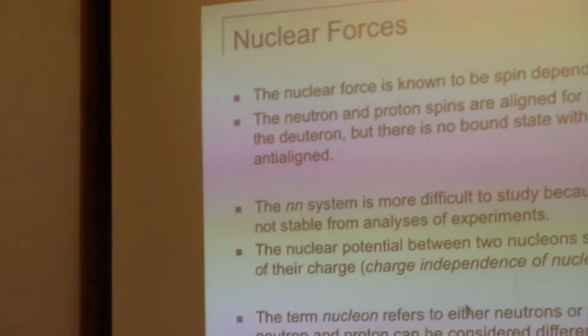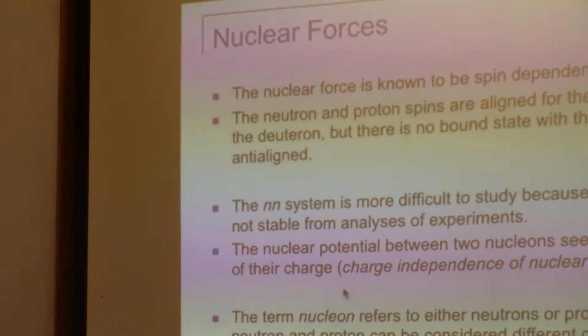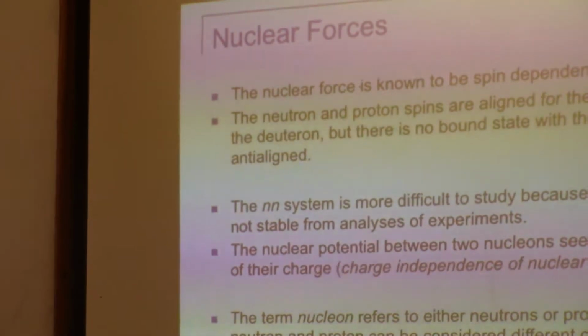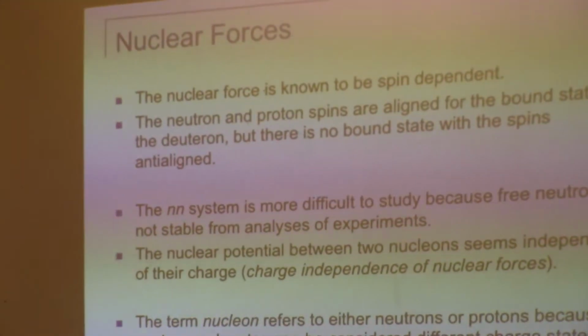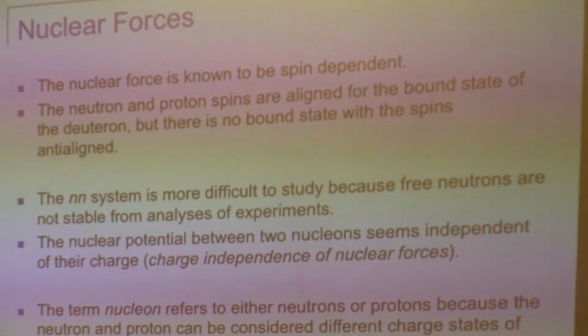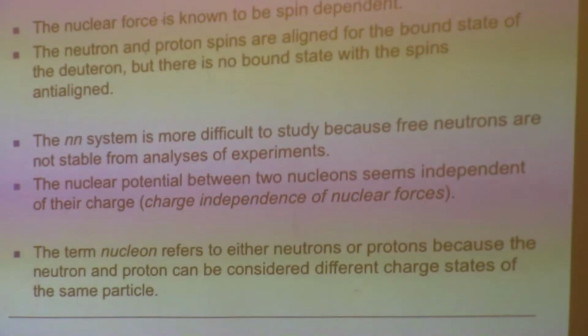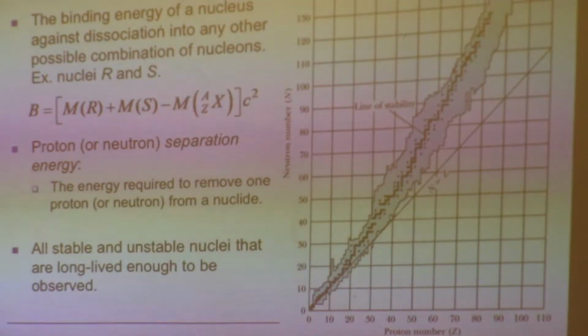Another important thing is that the nuclear potential between two nucleons seems independent of their charge. This means the charge is independent of the nuclear force. The term nucleon refers either to neutron or proton, because the neutron and proton can be considered different charge states of exactly the same particle. Then we are going to have the total value.